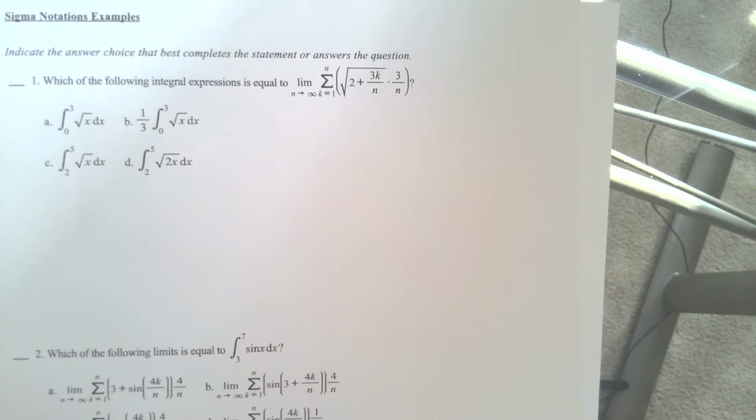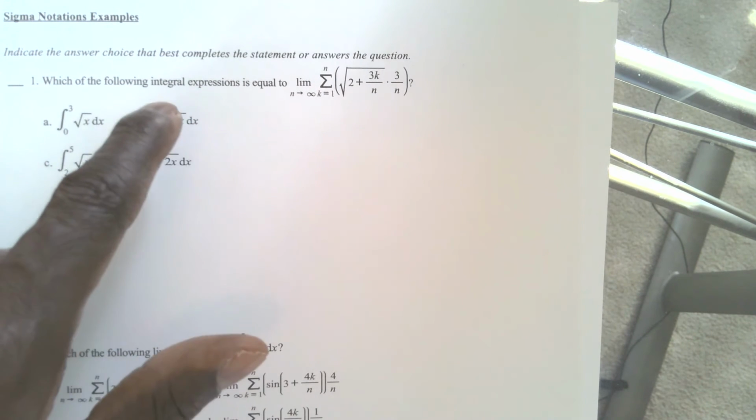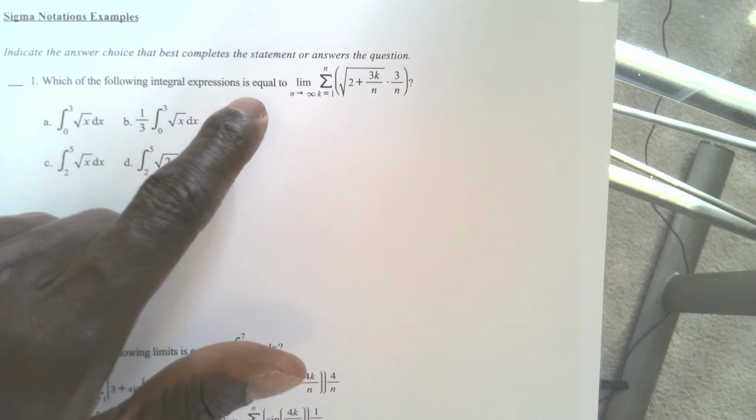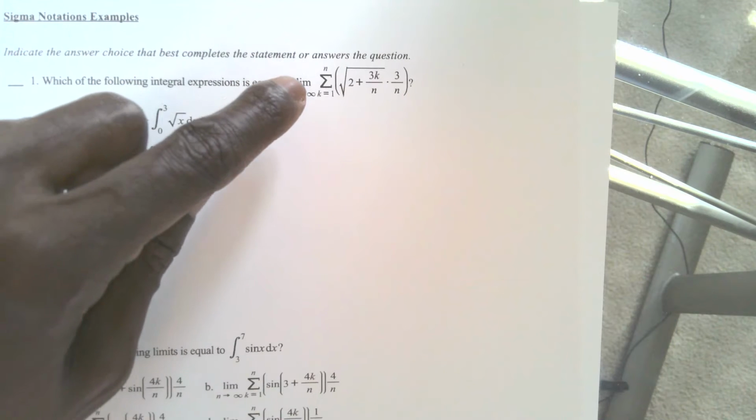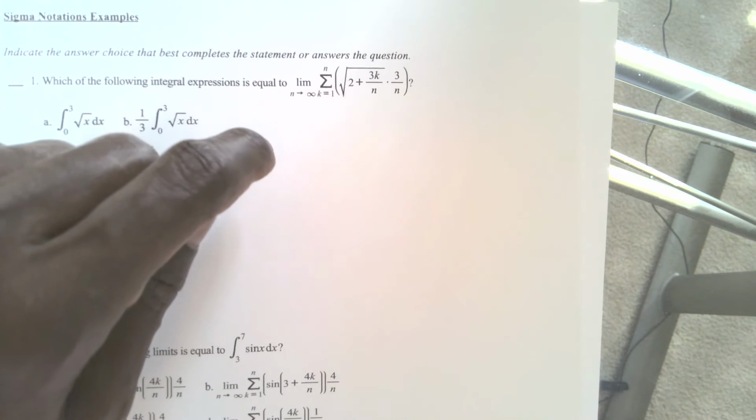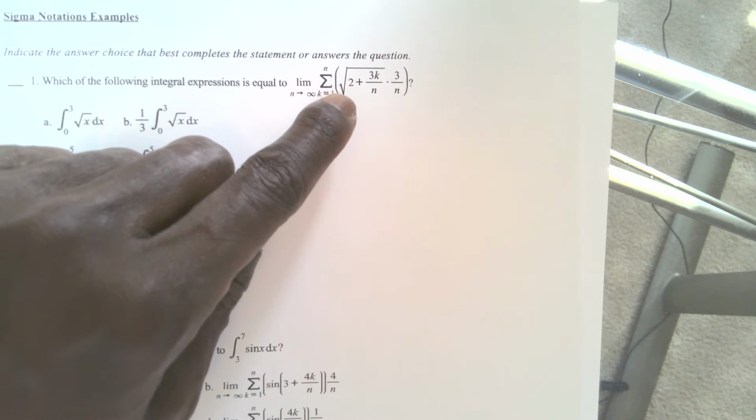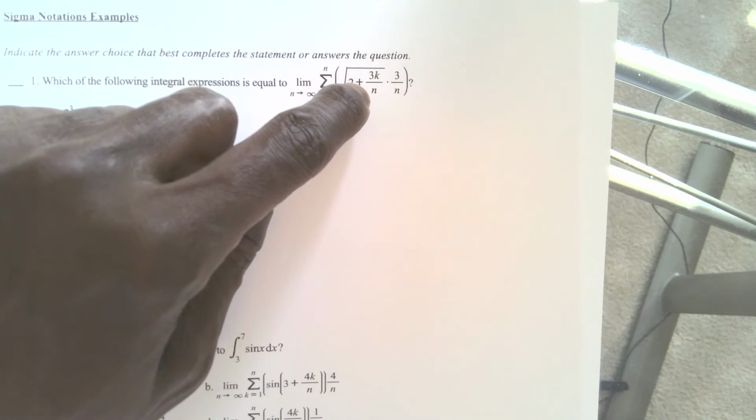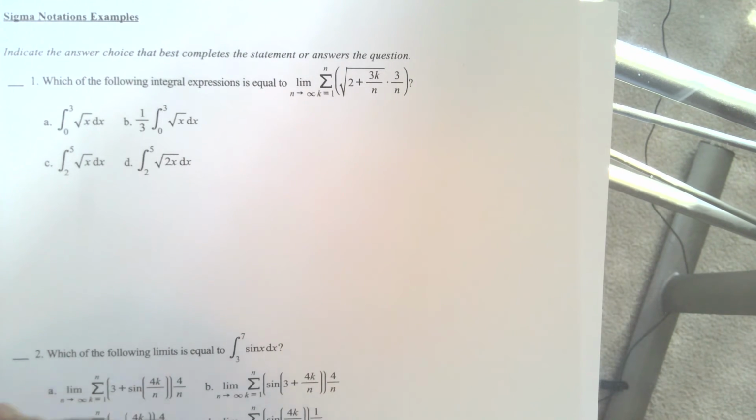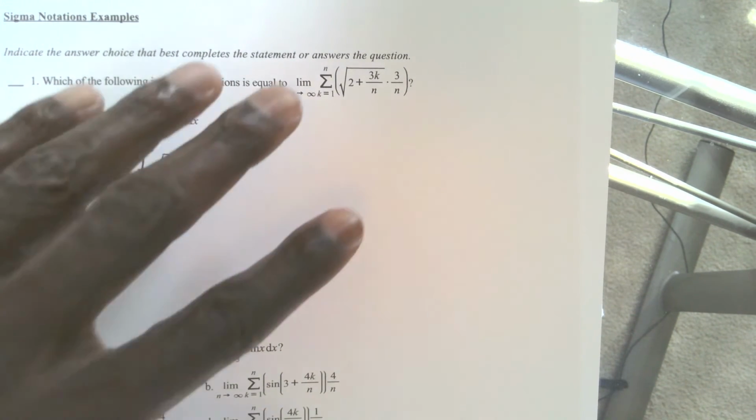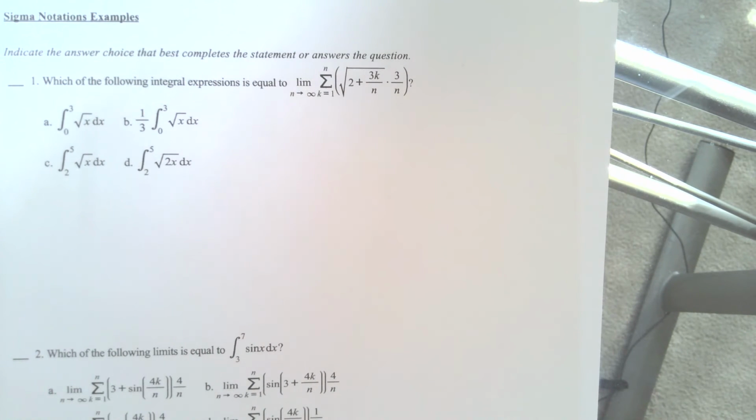All right, so you see the problem. It's asking which of the following integral expressions is equal to the following limit. Now we have the limit as n goes to infinity, the sum as k goes from 1 to n of 2 plus 3k over n times 3 over n. Now, the first thing I like to do in these problems, if they give me the sigma notation and are asking for the definite integral, and I guess I didn't make mention of how this looks as a definite integral.